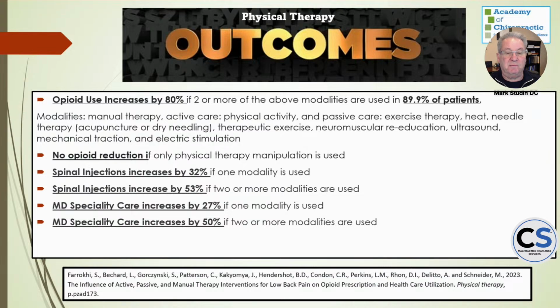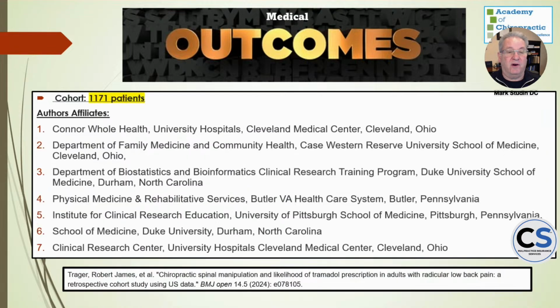Spinal injections increased by 53%, 2 or more. MD specialty, including surgeries, increased by 50%. Now, if we segue over to another study with a cohort of 1,171 patients, and we look at chiropractic use, and look at this. This is from the Cleveland Center, Case Western, Duke, Butler, Virginia Health University, University of Pittsburgh. This is Duke again, and this is Cleveland Center.